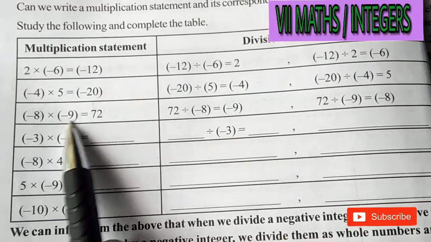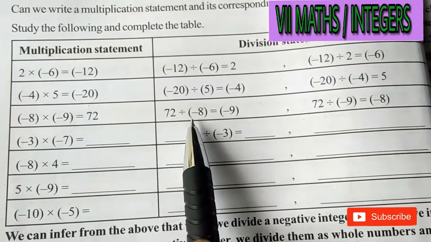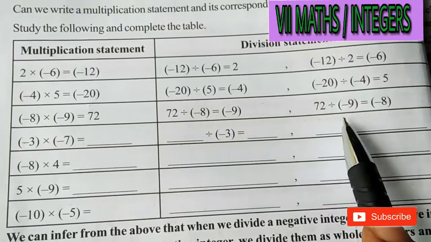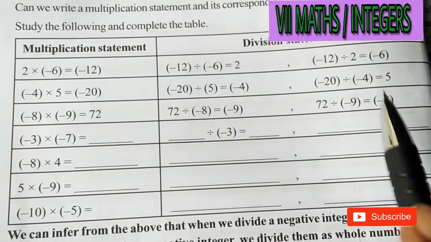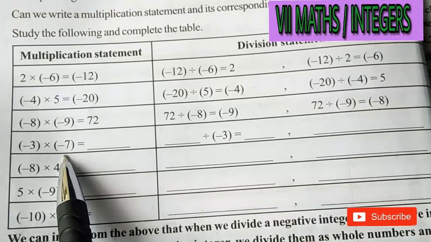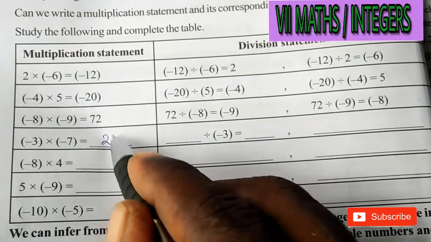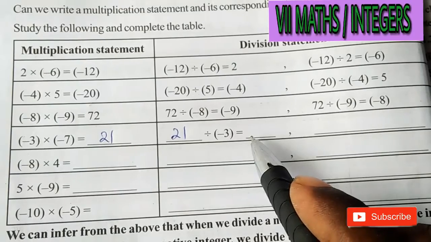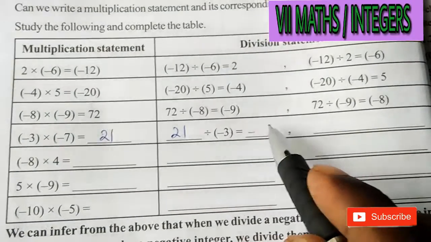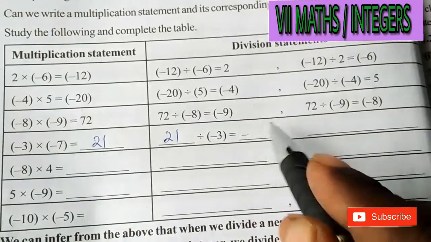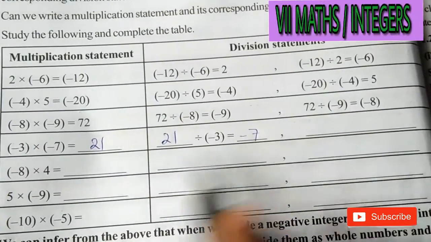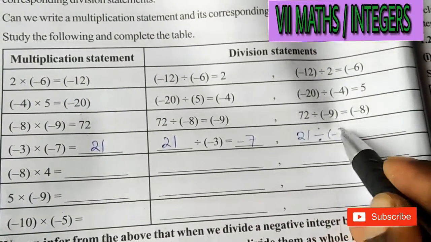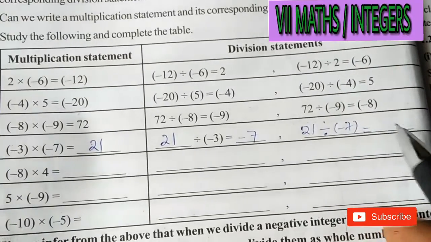Minus 8 into minus 9, it is 72. 72 divided by minus 8 is equal to minus 9. 72 divided by minus 9 is minus 8. So minus 3 into minus 7 is 21. So 21 divided by minus 3, you should get minus 7. The answer is minus 7. Then 21 divided by minus 7, what do you get?